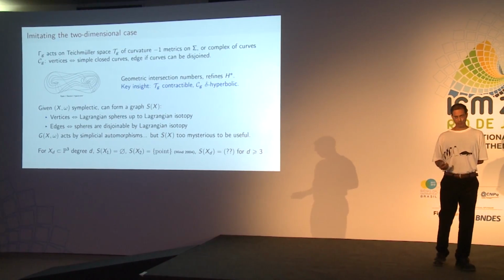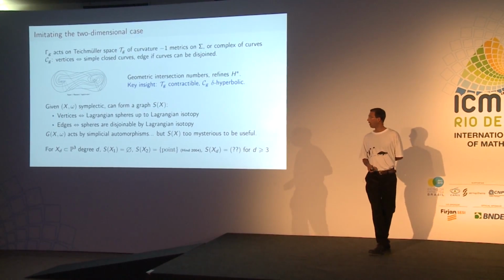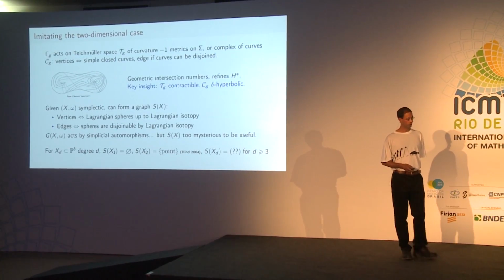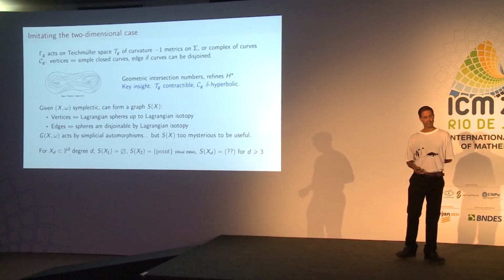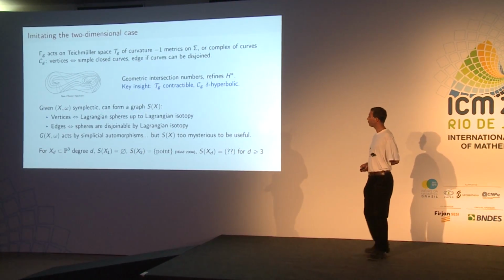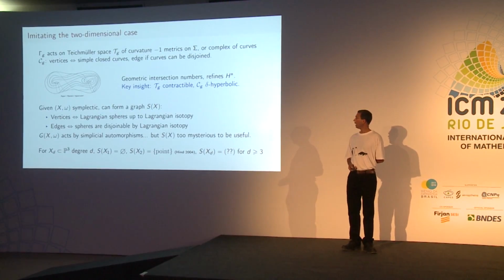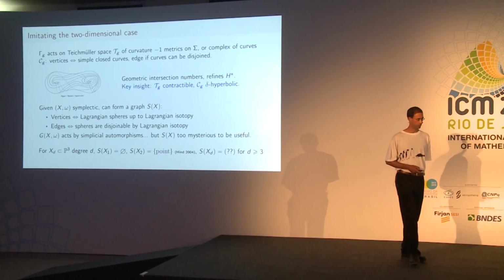So in 2 dimensions, we also understand the mapping class group by having it act on something. In this case, either the Teichmuller space of curvature -1 metrics, or the more combinatorial complex of curves. So in one formulation, this is just a graph whose vertices are simple closed curves up to isotopy, and where we put an edge in if we can disjoin the 2 curves, one from another.